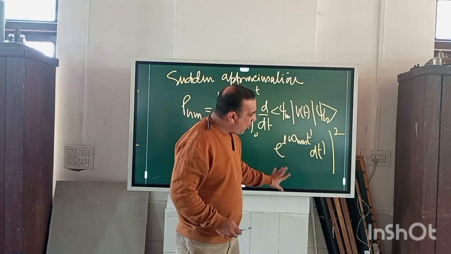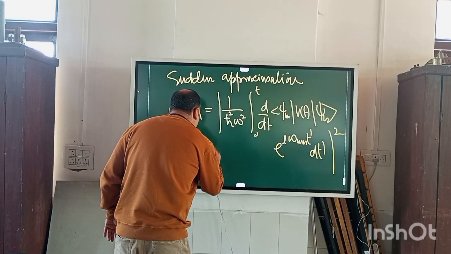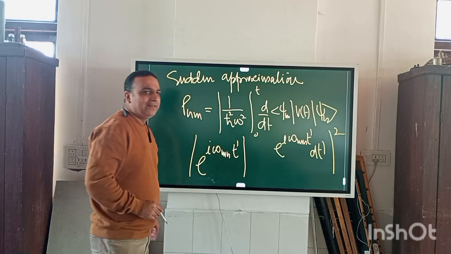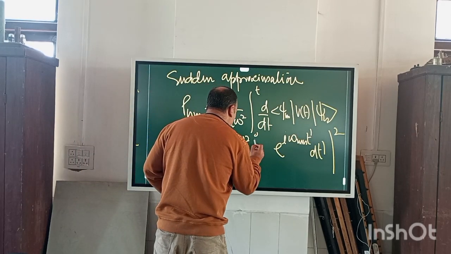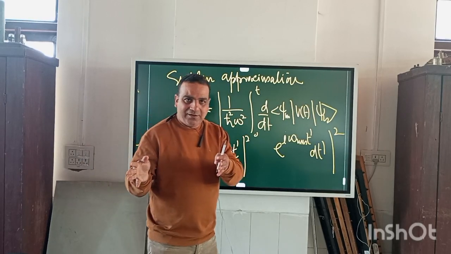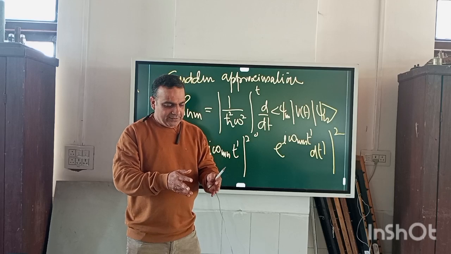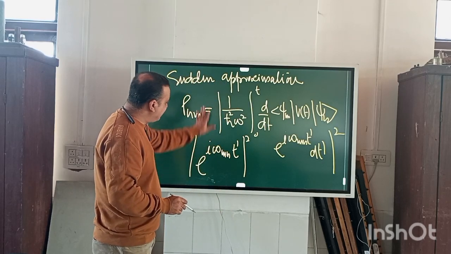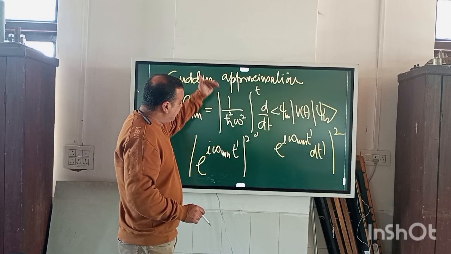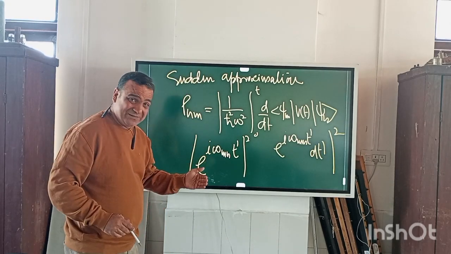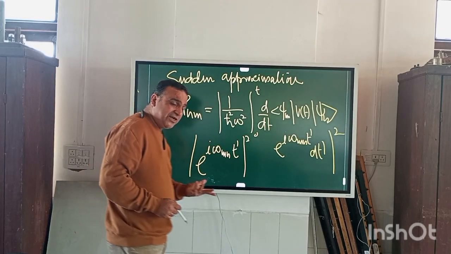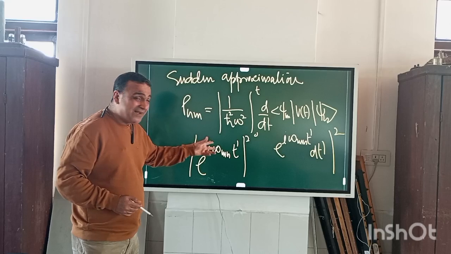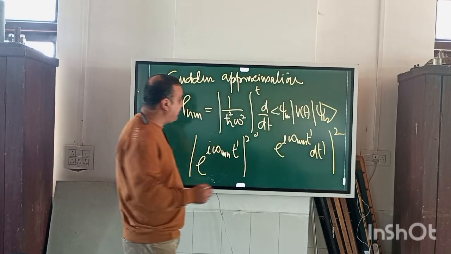And when we take the mod of this exponential function, e to the power of i omega mn t dash, what will that give us? It's like multiplying an eigenfunction with its complex conjugate, which will give us a number. Because the perturbation that is introduced here is sudden, it's fast, this exponential function is not going to change. It can be treated as a constant, and if you take its mod square, that will be equal to 1.